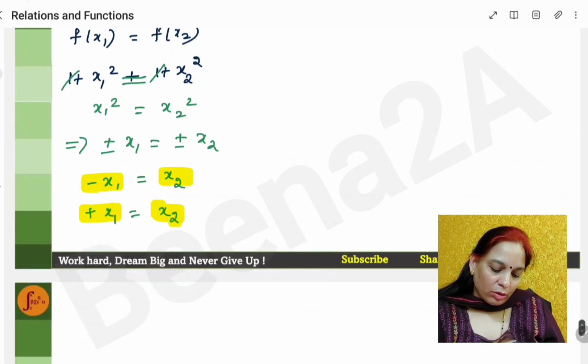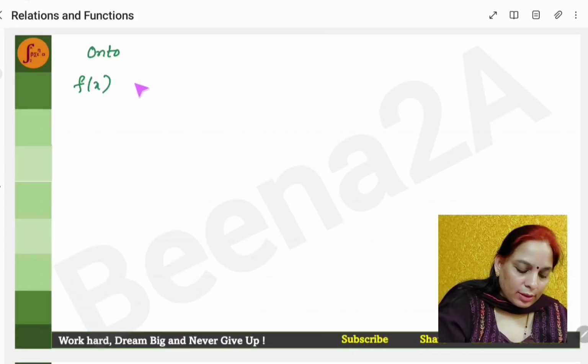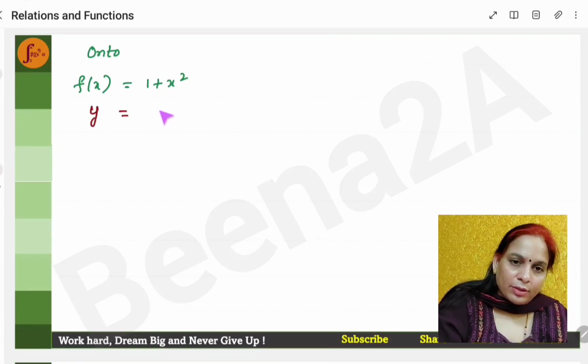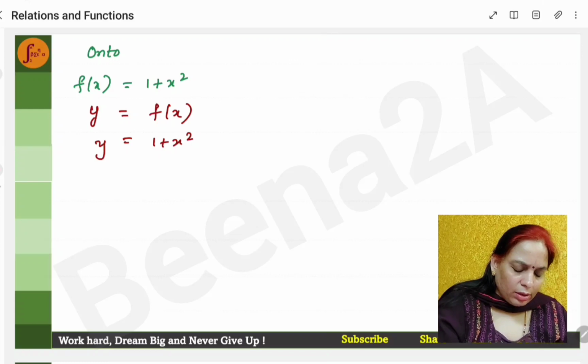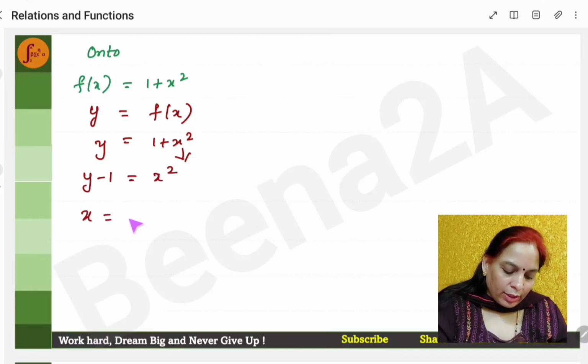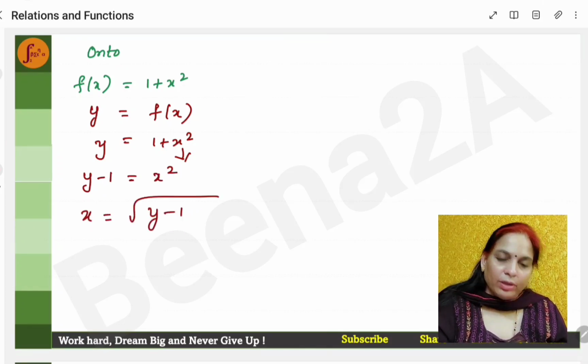Now we'll check if it is onto. What is f of x? It is 1 plus x square. So I'll say y is equal to f of x, which is nothing but 1 plus x square. So now I need to find the value of x. So I'll get y minus 1 is equal to x square. Therefore, x would be root of y minus 1.